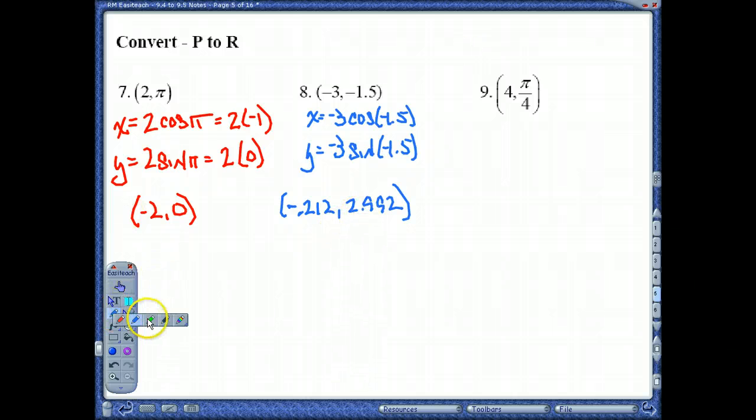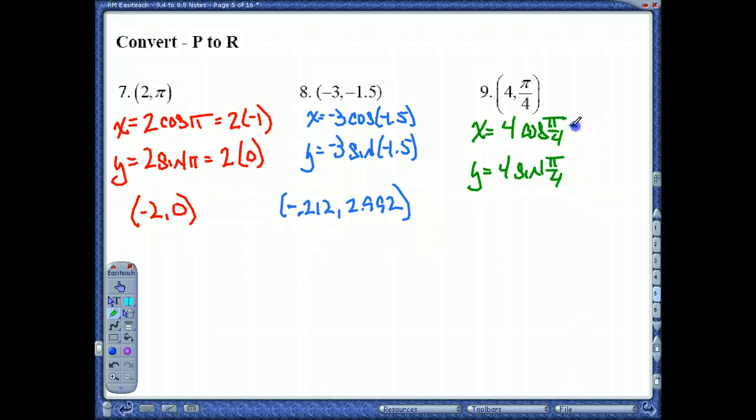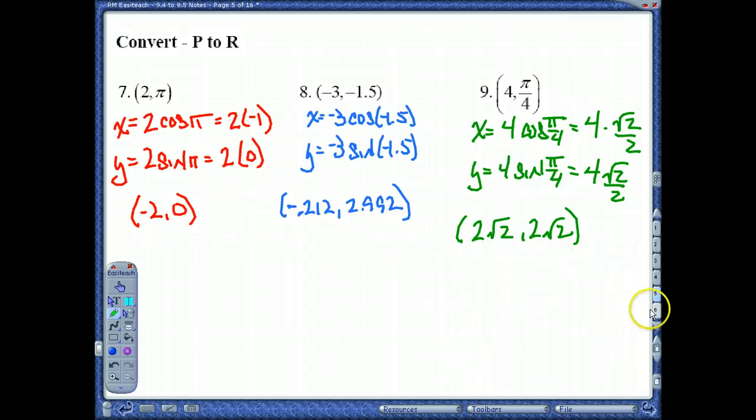Now let's do one last one because we are on it. So x equals 4 times cosine of pi over 4. Y equals 4 sine of pi over 4. Cosine of pi over 4 is square root of 2 over 2. Same thing for sine. Simplify as low as you can go. And there it is.